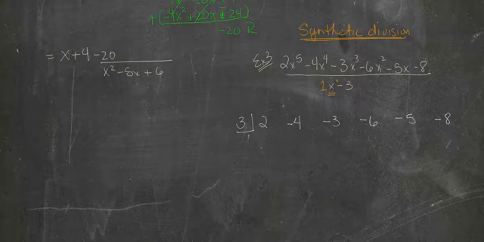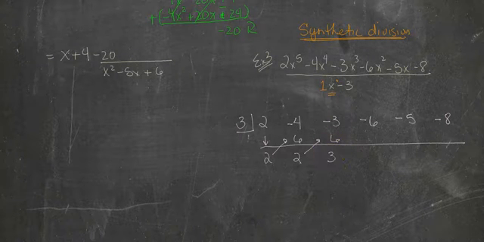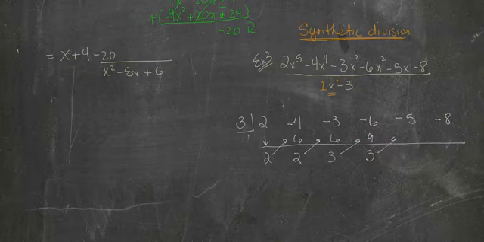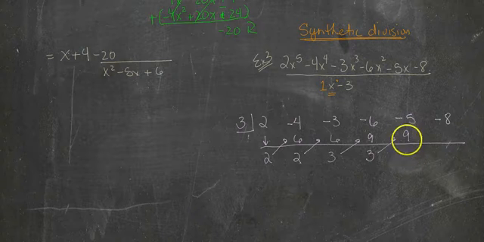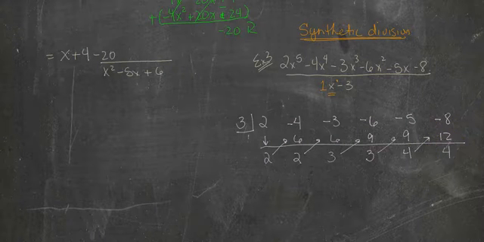So now you just go through some really fun little steps. You bring the first number down, 2. You're going to multiply 3 times 2 equals 6, and now add. 3 times 2 equals 6, now add. 3 times 3 is 9, now add. And 3 times 3 again is 9. Now add, and 3 times 4 is 12, and add. Okay, this is your remainder.